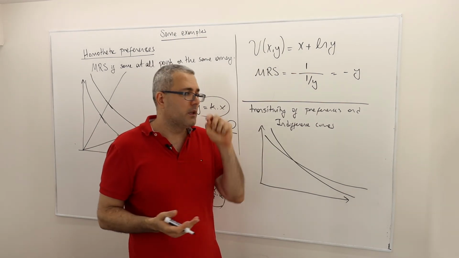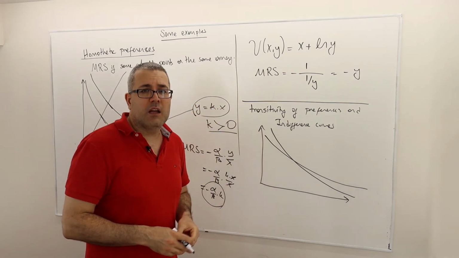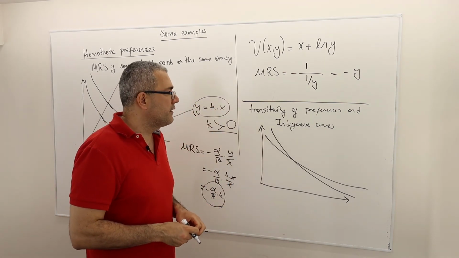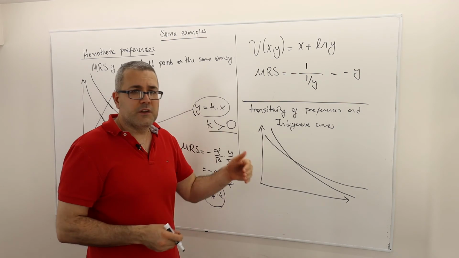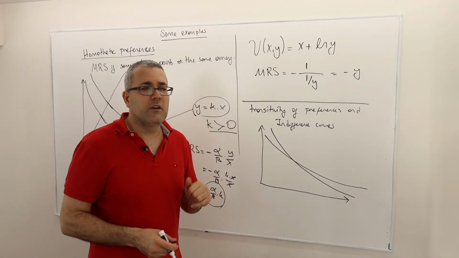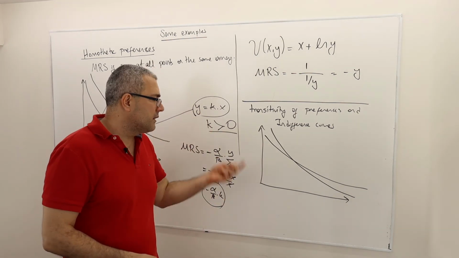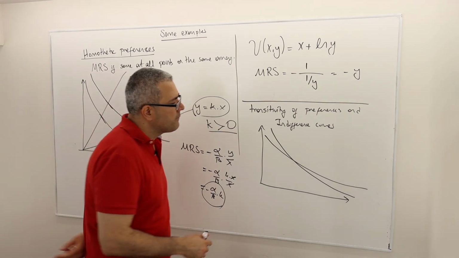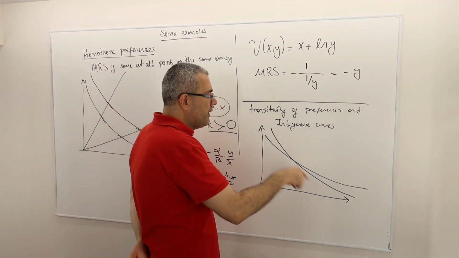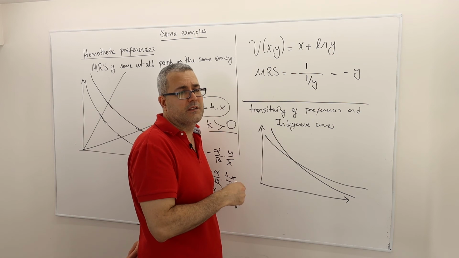Is it possible? Well, this is not possible if preferences satisfy monotonicity and transitivity. All right? Why so? Let's suppose this is true. Okay? Meaning, let's suppose two indifference curves can intersect at some point.